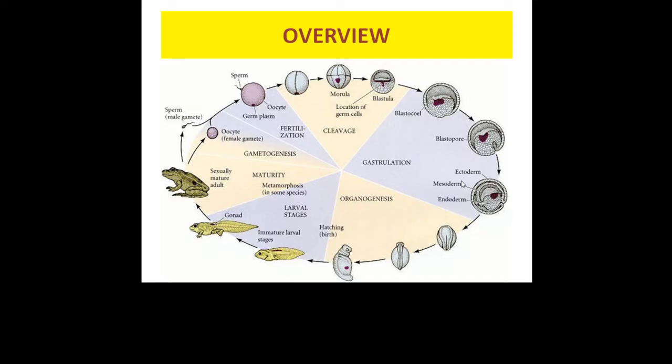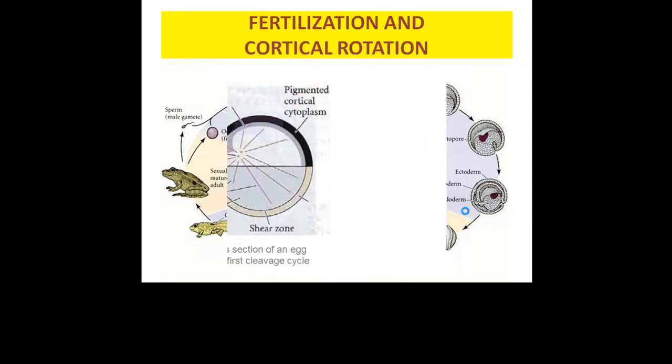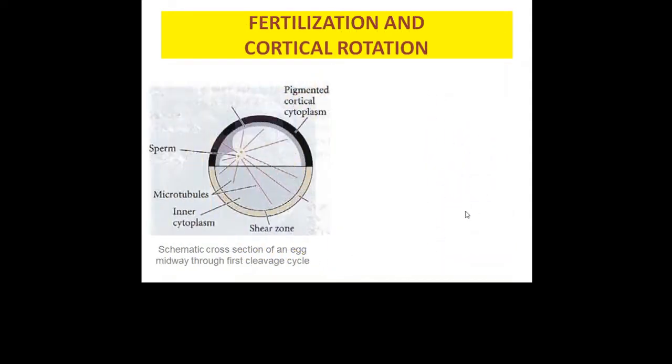Up till the formation of three germ layers, the process is called gastrulation, and this is the early development phase. Then the embryo enters the process of organogenesis and then forms the adult, going through some larval stages. In this lecture, we will cover early development of frog up till the process of gastrulation, that means formation of three germ layers. Let's start with fertilization and cortical rotation in frogs.